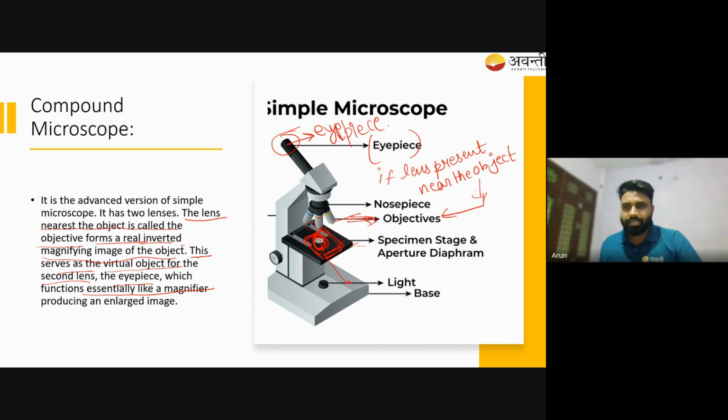So from this slide, you have to keep a few things in mind: in the compound microscope, although it is written here as simple, it is not simple, it is compound.